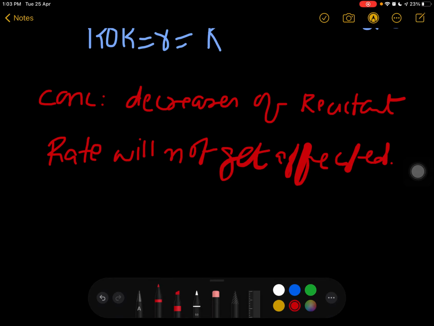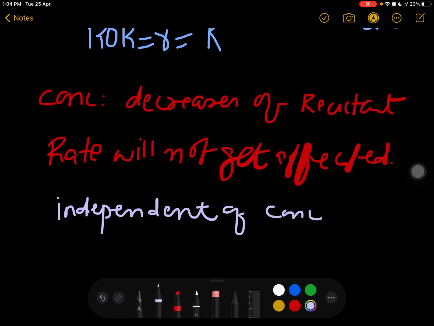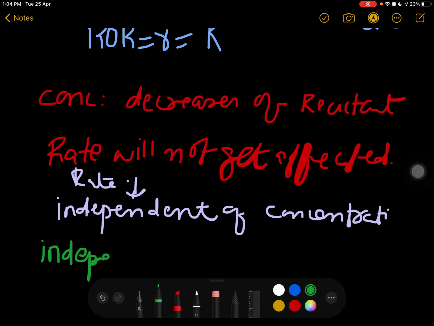It is independent of the concentration. The rate is basically independent of concentration, and independent of time as well.